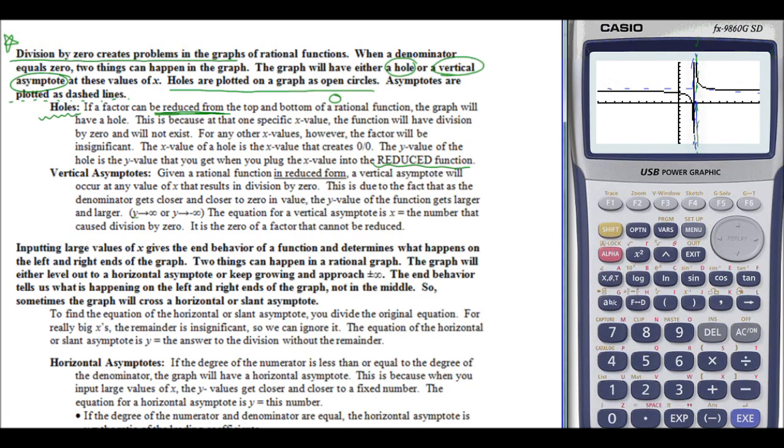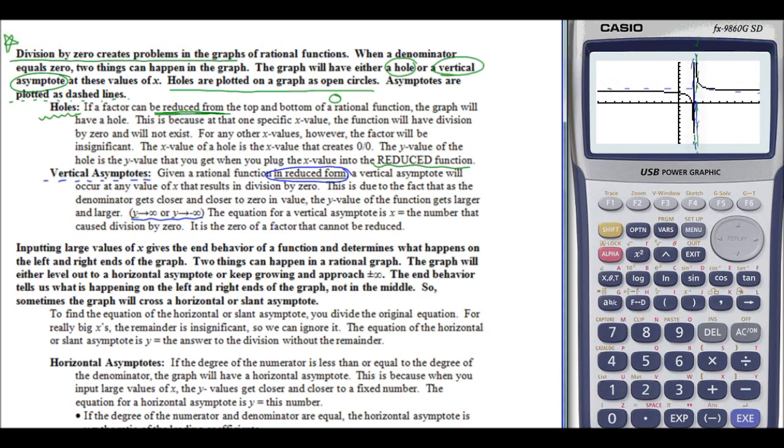The next thing that can happen is a vertical asymptote. Those were dashed lines. Given a rational function that's already in reduced form, so we've reduced any common factors from the top and bottom, a vertical asymptote will occur at any value of x that results in division by 0. This is due to the fact that as the denominator gets closer and closer to 0 in value, the y value of the function gets larger and larger, so y would approach either plus or minus infinity. The equation for a vertical asymptote is x equals the number that caused the division by 0. It is the 0 of a factor that cannot be reduced. Okay, so let's turn the page and go over to one of our examples.